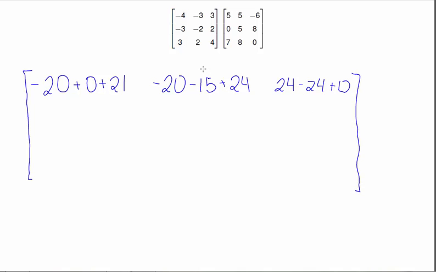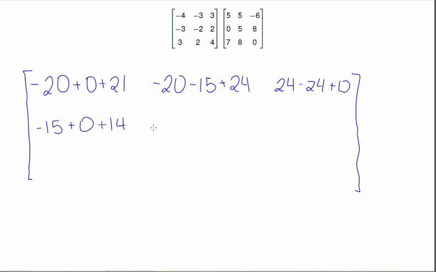So that's the end of the first row, and we move on to the second row. Now we move on to the second row, first column. Negative 3 times 5 is minus 15. Negative 2 times 0 is 0. And 2 times 7 is 14.